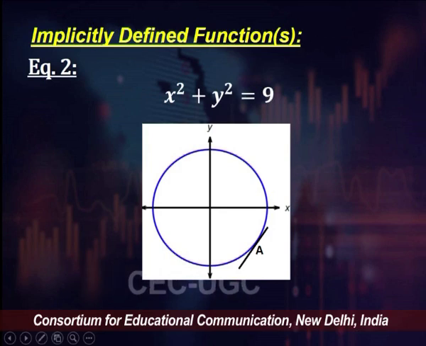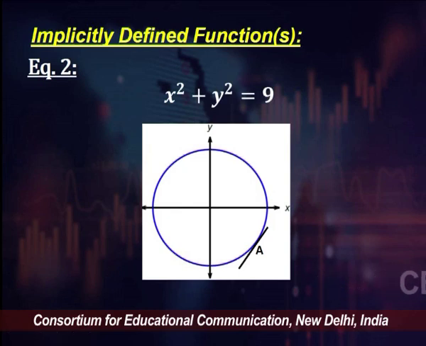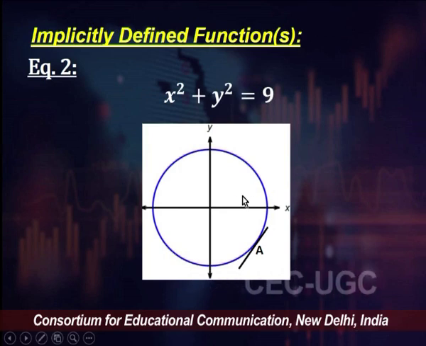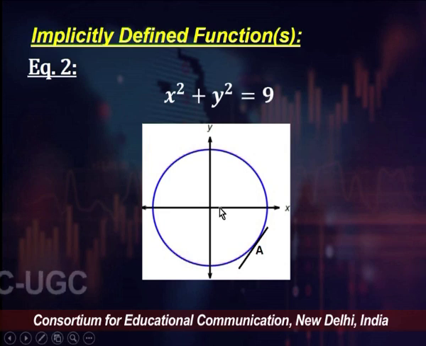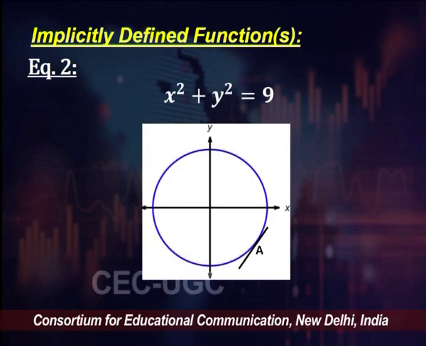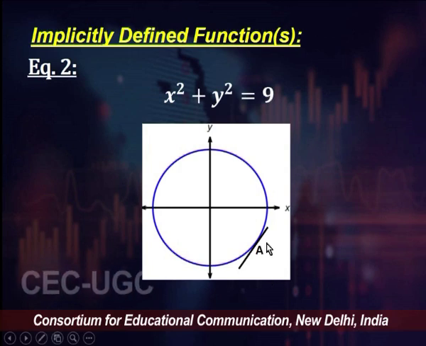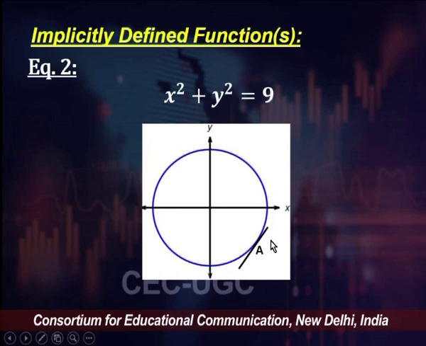Now here our equation is x squared plus y squared equal to 9. And as all of you know, this is the equation of a circle with radius 3, centered around the origin. So that is what we have here. And again, let us go back to our main question. Suppose I want to calculate the slope of the tangent to this curve at a point like A. I want to find dy by dx at this point A.